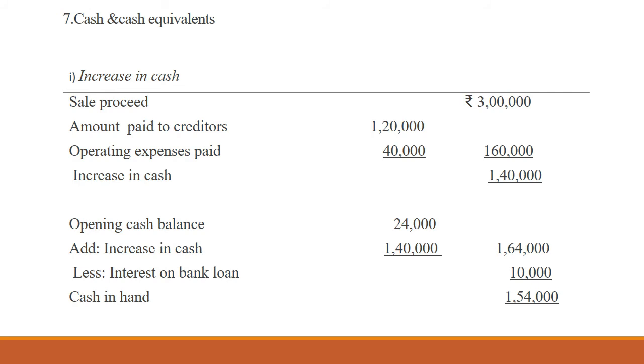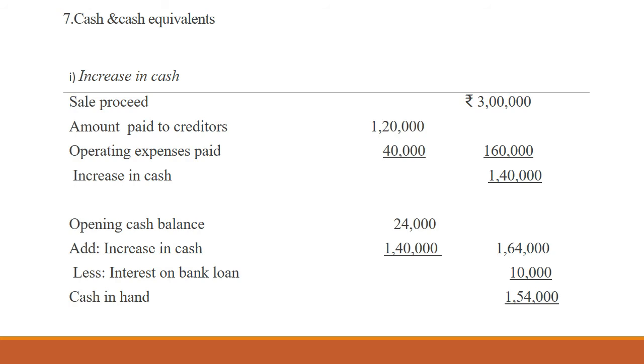Increase in cash. The sales proceeds from selling out is 3 lakh. The amount paid to the creditors in the previous statement, we have obtained 1,20,000. The operating expenses paid is 40,000. Therefore, creditors and operating expenses paid together form 1,60,000. So, 3 lakh minus 1,60,000 gives 1,40,000.